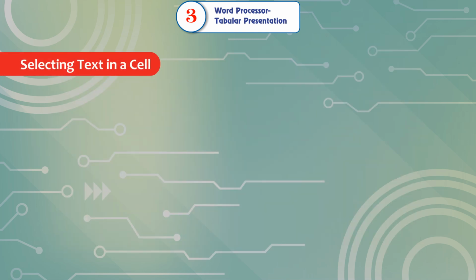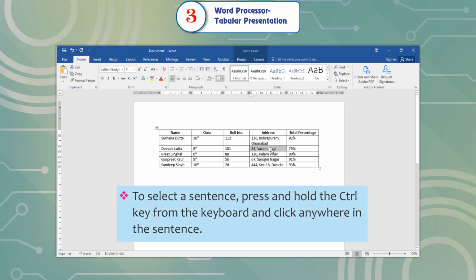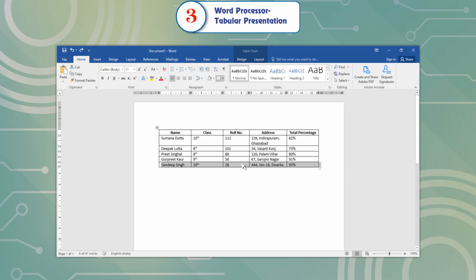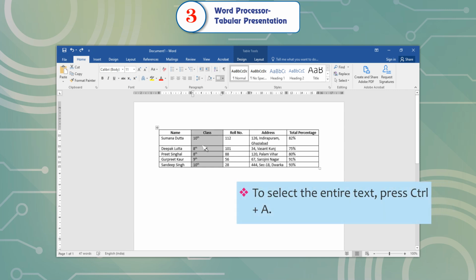Selecting text in a cell. To select a word, double-click on it. To select a sentence, press and hold the Control key from the keyboard and click anywhere in the sentence. To select a paragraph, triple-click anywhere in the paragraph. To select the entire text, press Ctrl plus A.